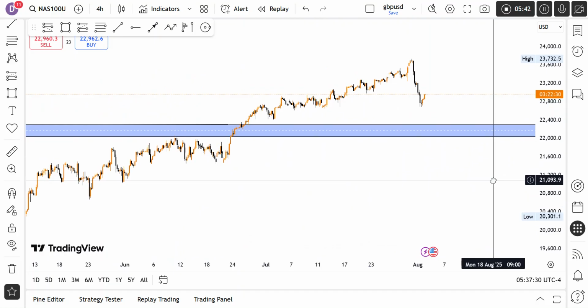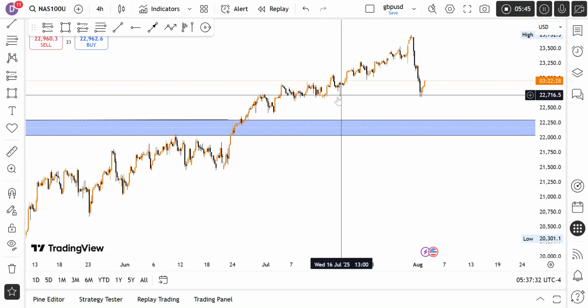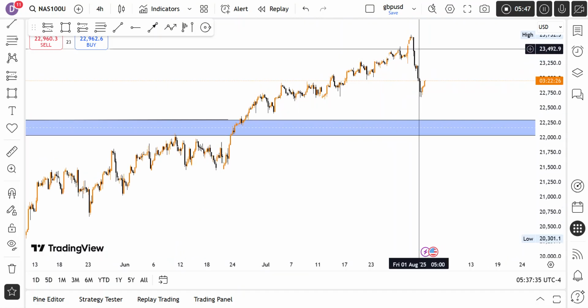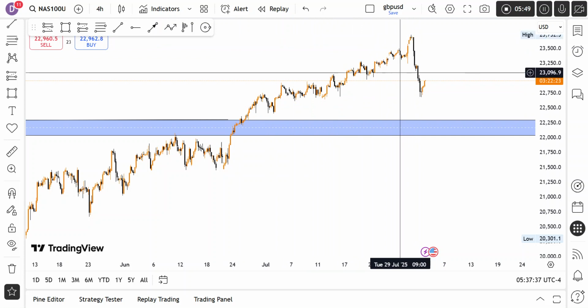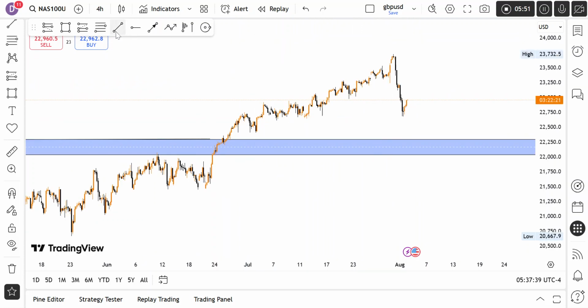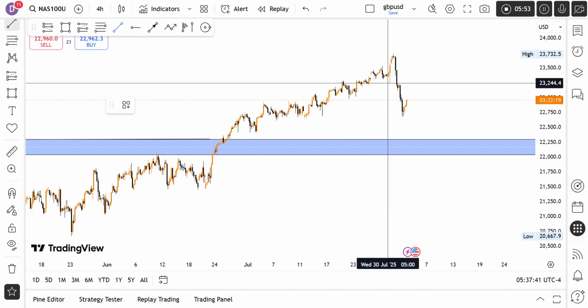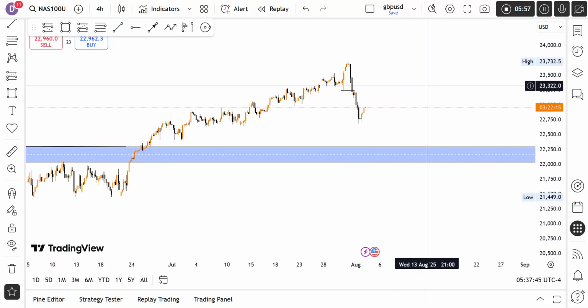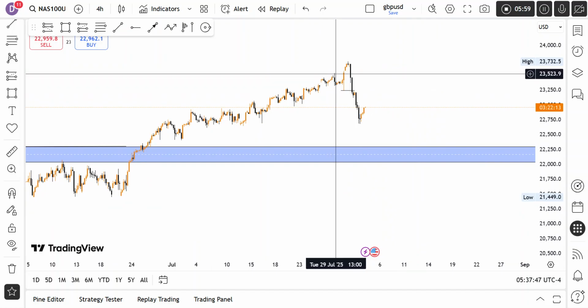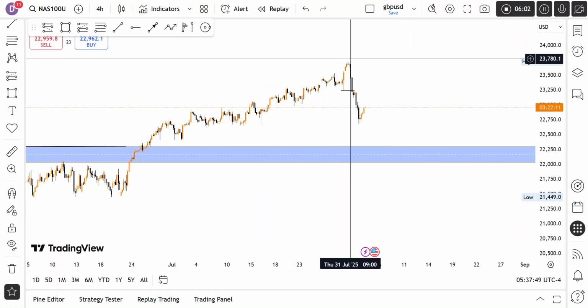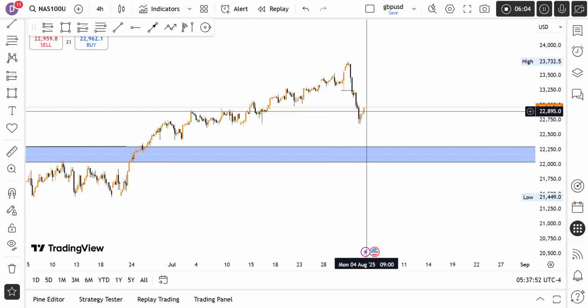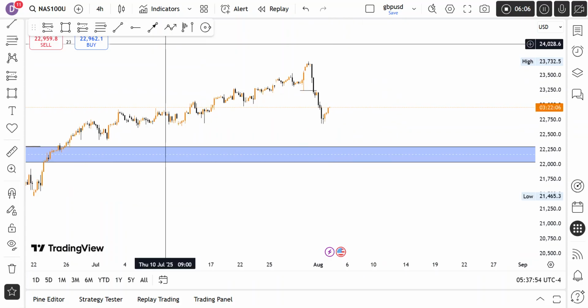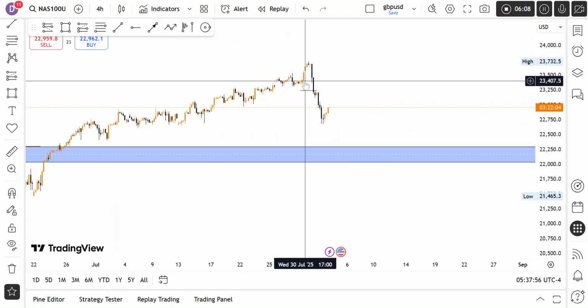What are we seeing here? In this zone we were making different highs, and now this was the last low, the last higher low. This was our last high. Now we can break down here. What we're going to do is mark this zone.